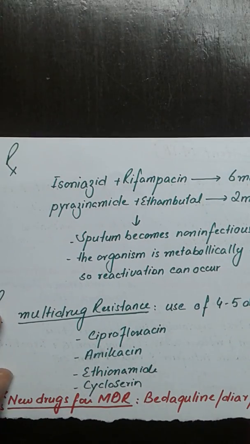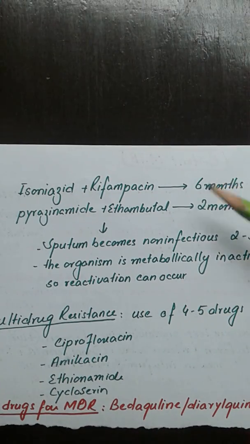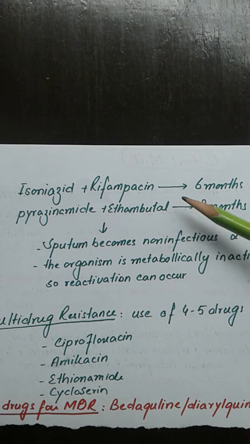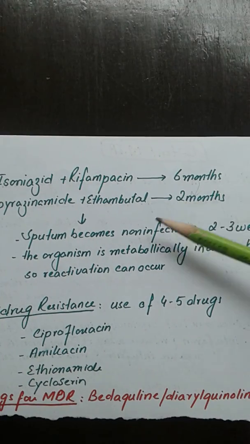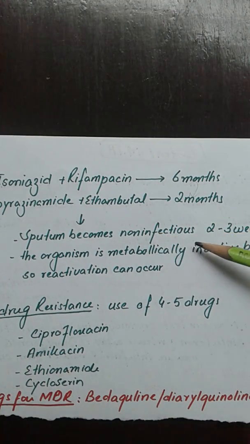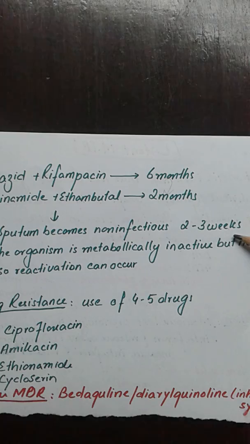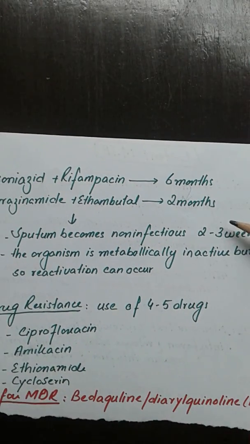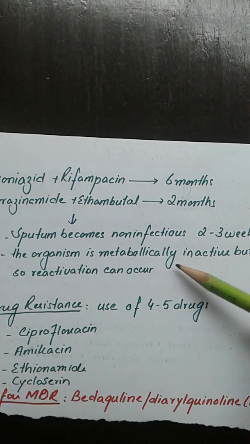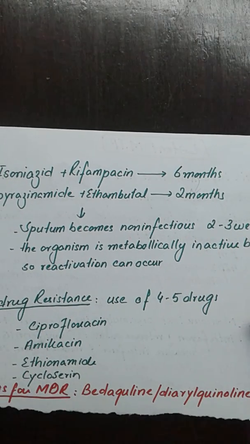Now going towards the treatment, it consists of isoniazid and rifampicin, which is given for 6 months, and pyrazinamide and ethambutol, which is given for about 2 months. Then you also need to know, after you're given these drugs, your sputum becomes non-infectious in about 2 to 3 weeks. The organism is metabolically inactive, but can be reactivated if the patient is immunocompromised. So don't think you're completely cured.